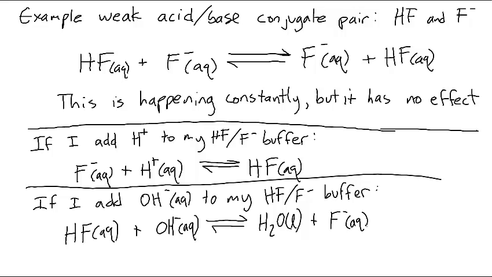So essentially, by adding an acid, you convert your weak base into its conjugate acid. By adding a base, you convert your acid, the HF, into its conjugate base. But the point is, by doing this, you're not allowing it to just release more H plus or more OH minus directly into the solution. So the pH doesn't change as much. All right.